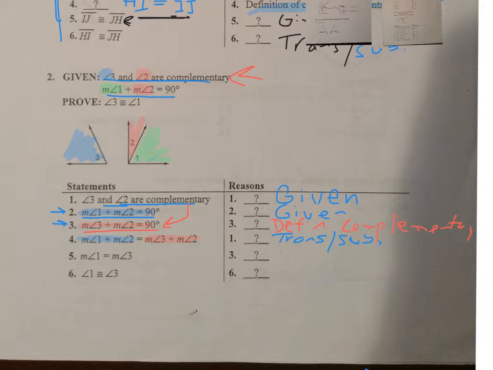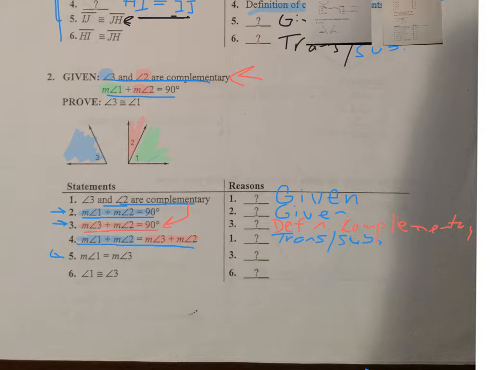I've got now measure of angle 1 plus the measure of angle 2 is equal to the measure of angle 3 plus the measure of angle 2. Now, on my next step along the way, it appears they have said now 1 is equal to 3. Well, how did they make that jump? Well, we took it from algebra.